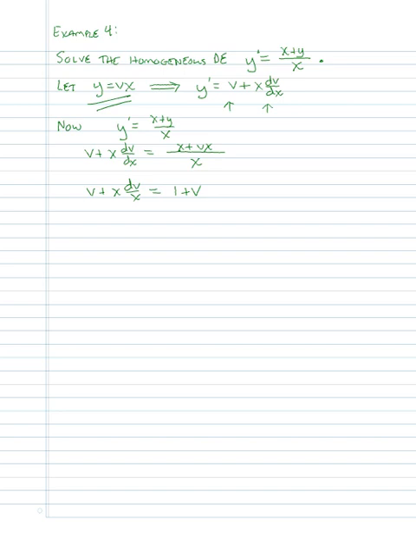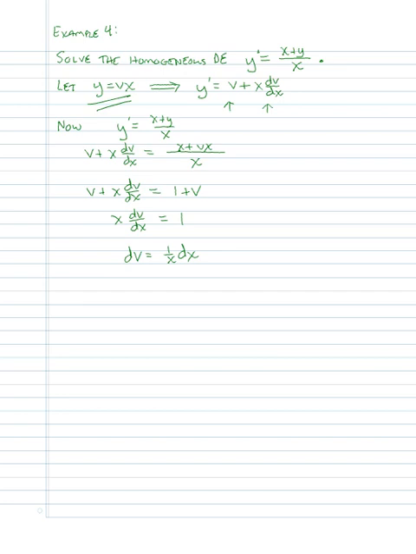Now, what we're going to do next is we're going to gather our v's together. So I'm going to subtract v on both sides. Whoops. And that'll leave x times derivative v with respect to x on the left side, and 1 plus v subtract v, which is just 1. Now, we can easily separate here. Okay, so I'll divide both sides by x and multiply both sides by dx. And so that will simply leave dv is equal to 1 over x dx.